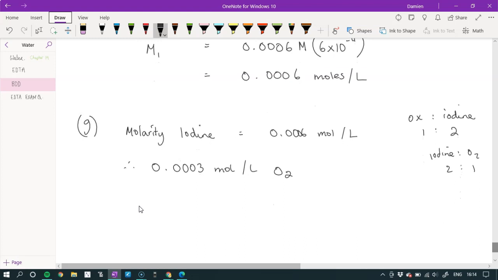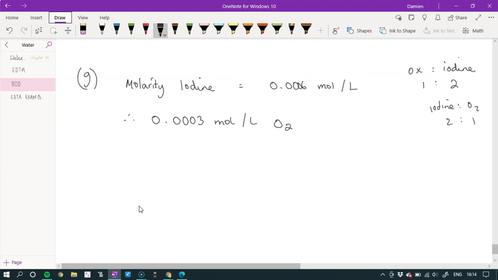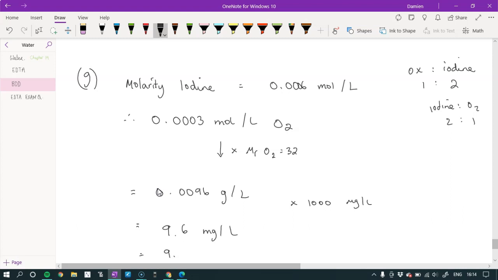Now again, we're looking for this in parts per million, so moles per litre is not good enough. What we need to do is multiply by the molecular weight of oxygen, which is 32. So multiplying that by 32 is going to give us 0.0096, and that's grams per litre. Again, we need parts per million, so we need milligrams per litre. So we're going to multiply by 1,000 to get milligrams per litre. Multiplying by 1,000, you end up with 9.6 milligrams per litre, which is equal to 9.6 parts per million. And that's essentially a Leaving Cert question with the maths involved in it.